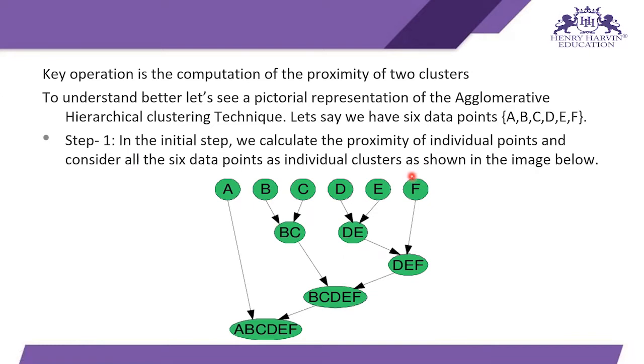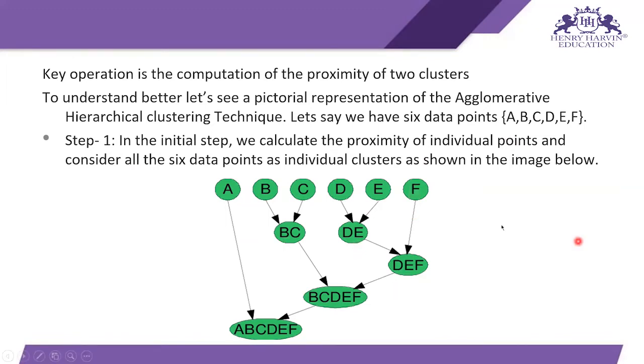So as you can see below, we consider every single point as a single cluster, and then we combine the two nearest points. B and C are the two nearest points, so we consider them as a single cluster. B and C, and D and E are two similar points, the two nearest clusters, so then we combine them.